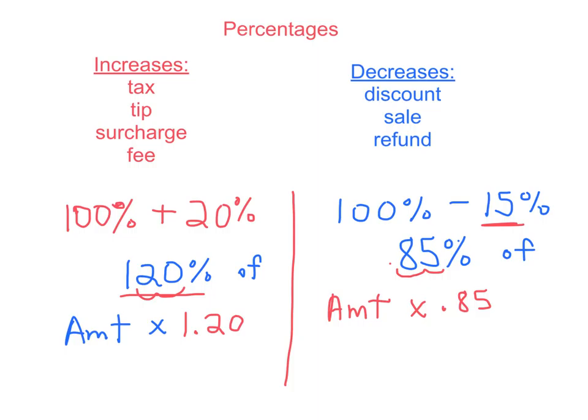So it's pretty easy. We're just basically going to add to or subtract from 100 and then do a little multiplication. Let's take a look at our first problem.